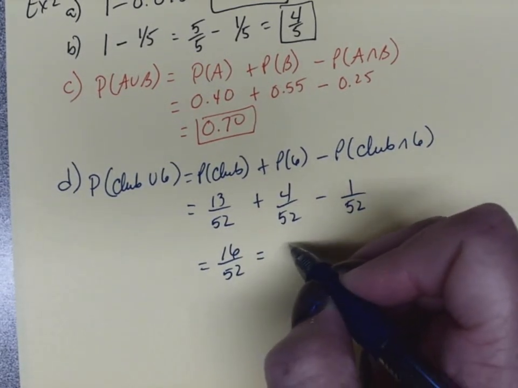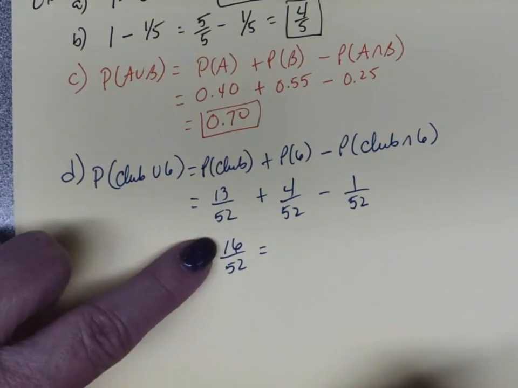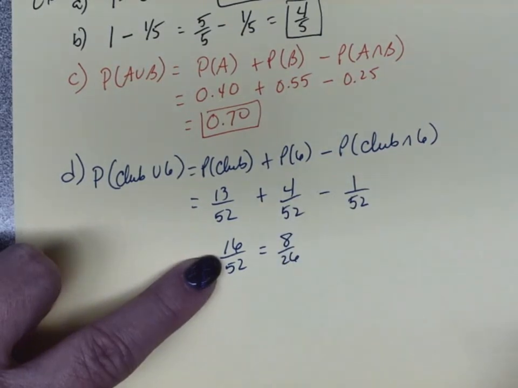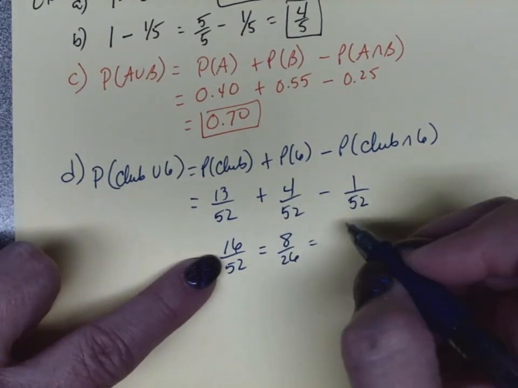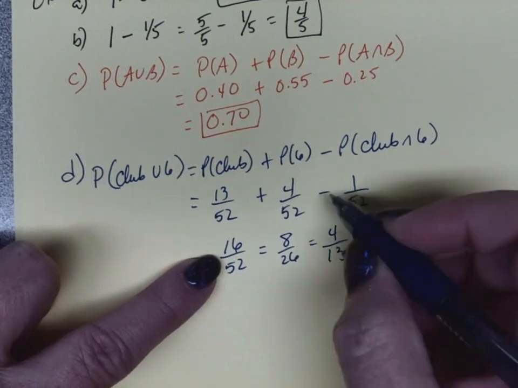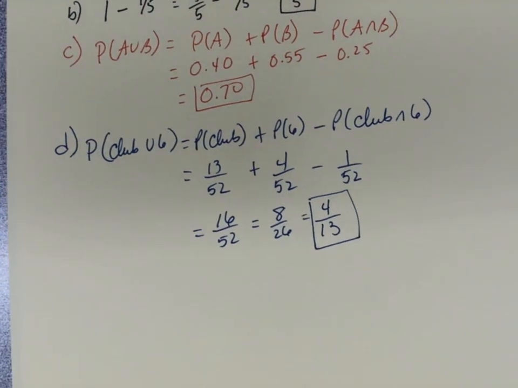And then this will reduce down. If you don't know what it reduces to, they're both even, so we can divide by 2. That would get us 8 out of 26. I can divide by 2 again. 8 divided by 2 would be 4, and 26 divided by 2 would be 13. Or you could divide them both by 4 and do it in one step. You always have to reduce.